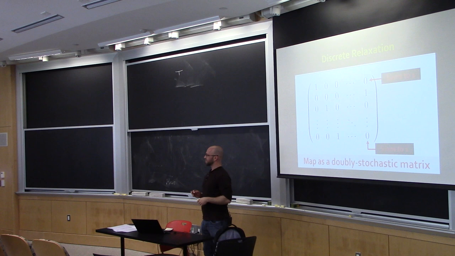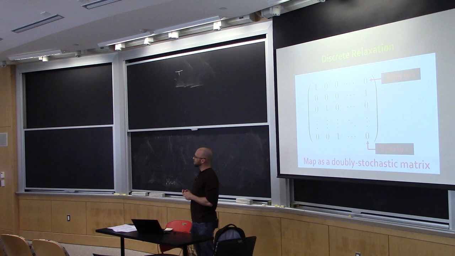Can anybody guess what the singly stochastic matrices would be? Just ones with prescribed row sums, but nothing about the columns. So a matrix where every single row is 1, 0, 0, 0, 0, 0 would be singly stochastic. But in any event, what I claim is doubly stochastic plus binary equals permutation. Does that make sense? And so, of course, we're going to be talking about convex relaxation.